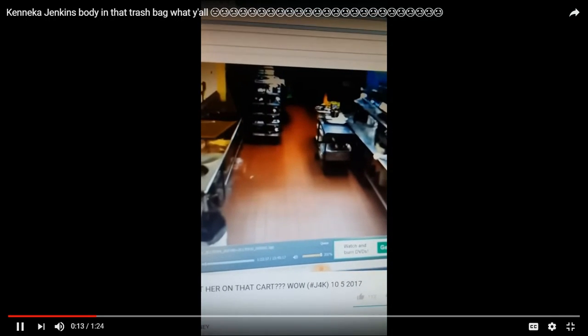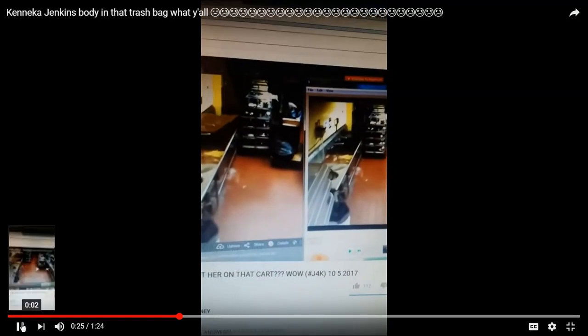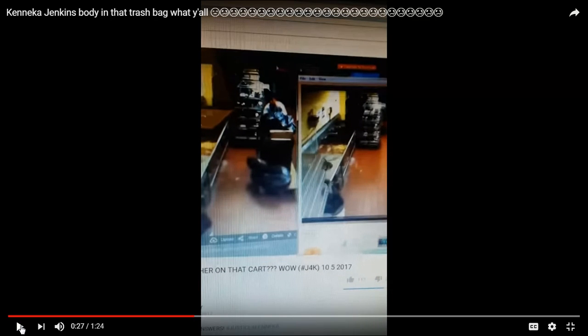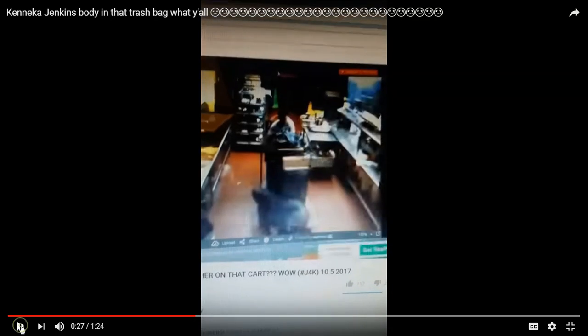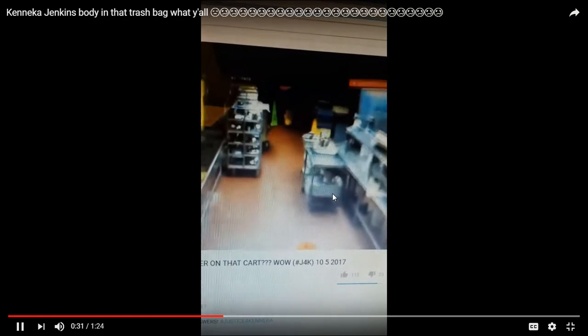I want y'all to look at this and tell me that ain't a body in that black trash bag. That's a body in that black trash bag. Because look at this. And when he moves, there's gonna be blood on the floor. That's a body. Hold on, y'all watch when he walks out. Look on the floor. That's a body. Look at the blood right now. Look at the blood. That's a body.